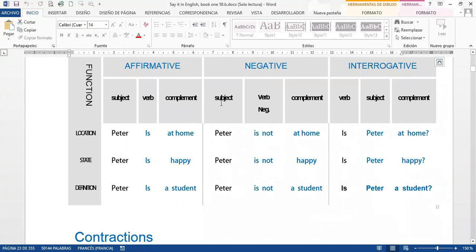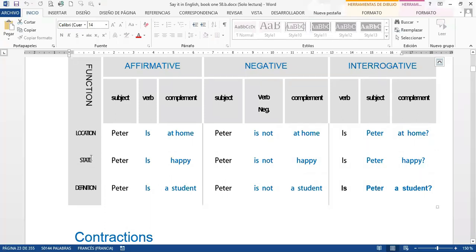Okay, so let's see. How do we use the verb to be? We can use it according to the function. Remember that I said that we use the verb to be in relation to a location or a state or a definition, when we define what something is. Location, for example, more examples. Peter is at home. What is this? It's a location, the place where Peter is.